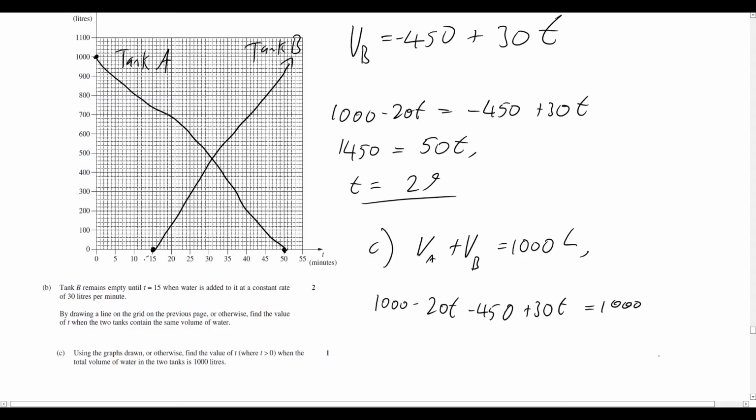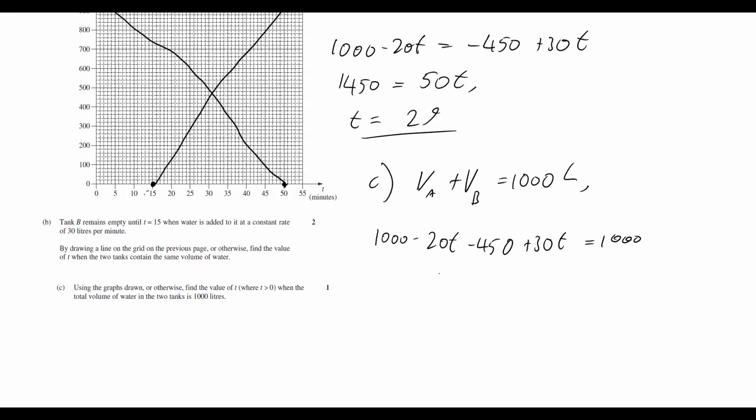Okay, so now all we need to do again is just quickly solve for t. So then we'll have 30t minus 20t is 10t, and then 1000 minus 450 is 550. So we'll quickly say 10t plus 550 is equal to 1000. And then again, solving for t, minus 550 from both sides, and we'll get 10t equals 450. And then lastly, quickly dividing both sides by 10, we get that t is equal to 45. And that's part C done. So that's when both tanks will be added together to get a total volume of 1000 litres.